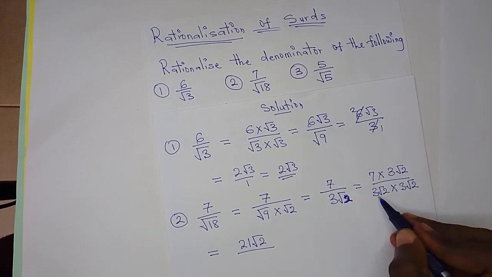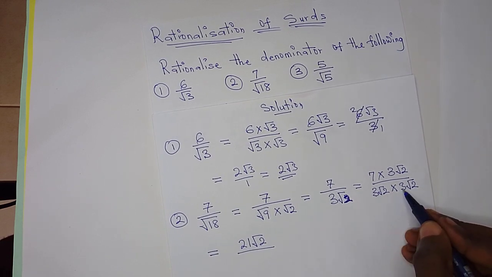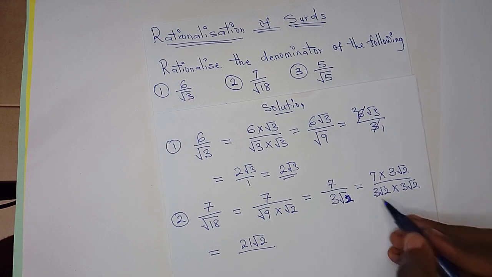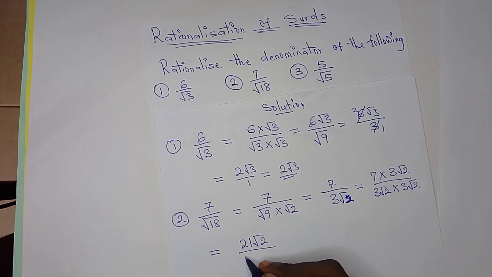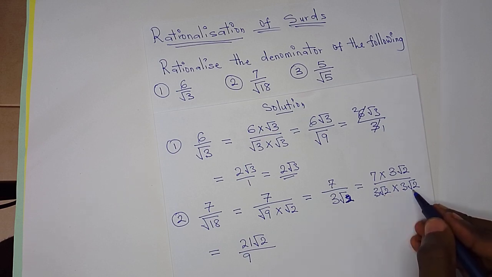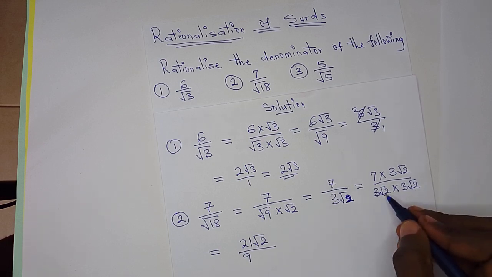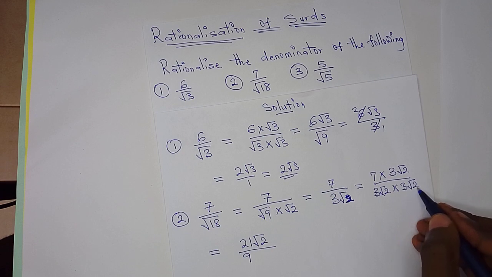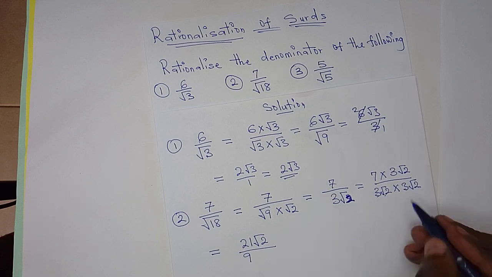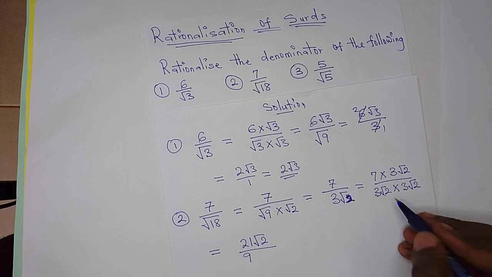Now watch this place. We have 3 here, we have 3 here. So these 3 are not inside square root. So we are going to multiply 3 times 3, which is 9. Then this 2 and this 2 is inside square root. This 2 is also inside square root. So we are going to say root 2 times root 2, square root of 2 times square root of 2. That will give us square root of 4. And we know that square root of 4 is 2. So root 2 times root 2 is 2.